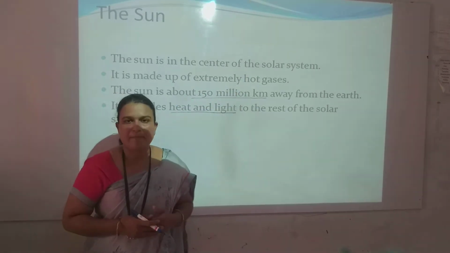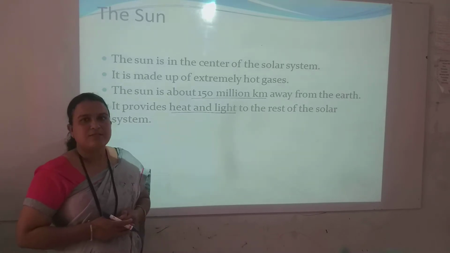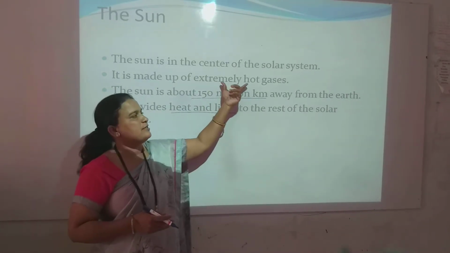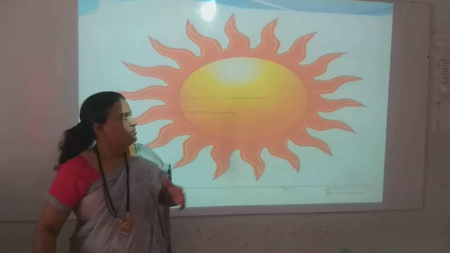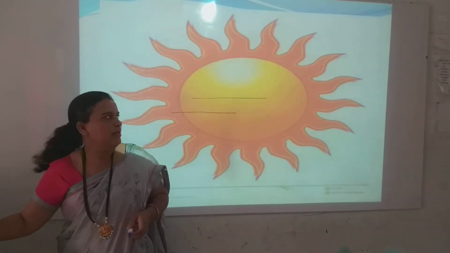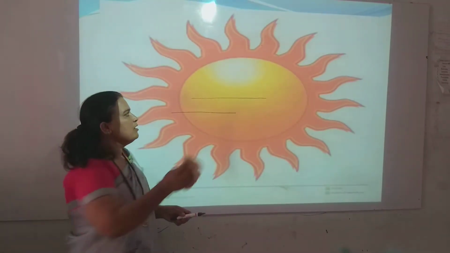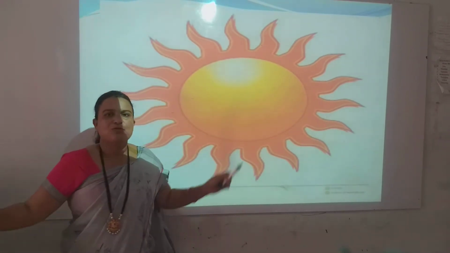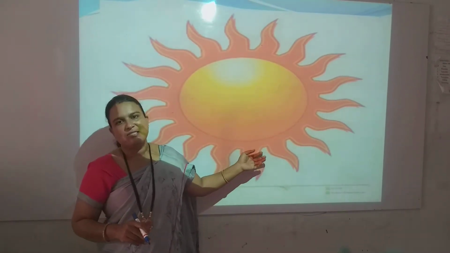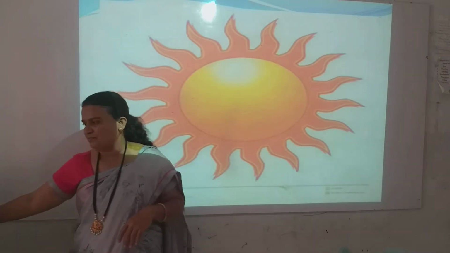It is in the center part of the solar system, and it is considered an extremely hot gaseous ball. Here is the image. You are very well acquainted with the star, the Sun star. Every day it comes to meet us in the east direction and sets in the west direction.